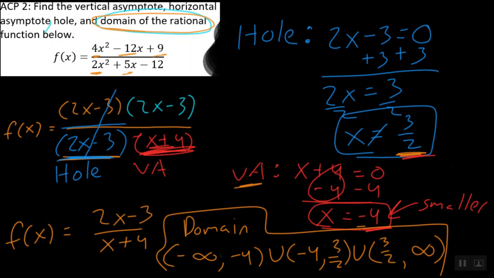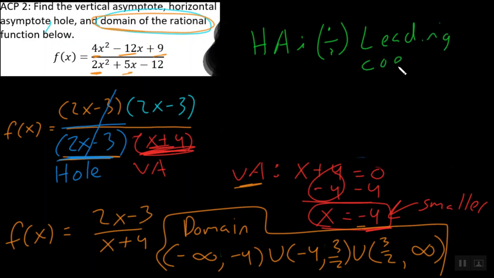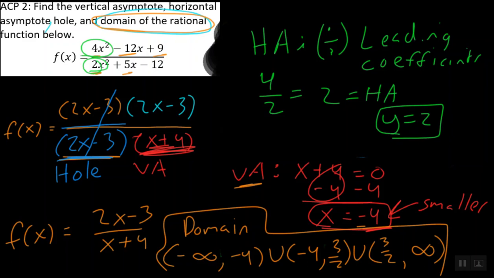Now, just as a bonus, I want to show you how to find the horizontal asymptote for these fancy things. I'm not sure if they'll ask this or not, but it's super easy. For the horizontal asymptote, all you do is divide the leading coefficients. Really simple. My leading coefficient here is 4, and my leading coefficient here is 2, and 4 divided by 2 is 2. So we have a horizontal asymptote at y equals 2.